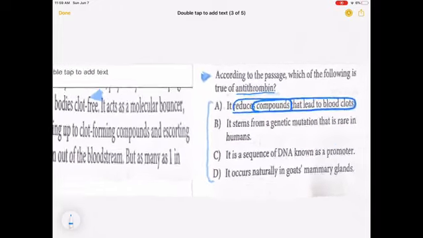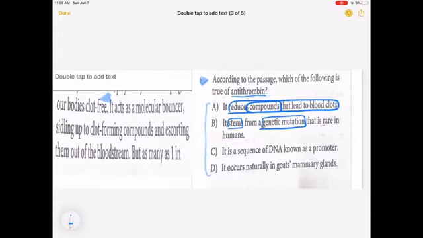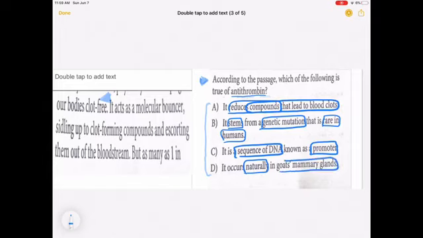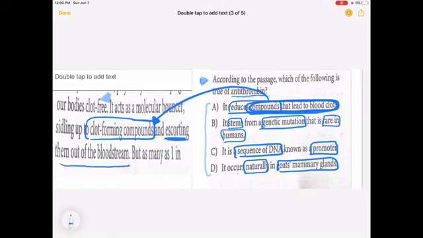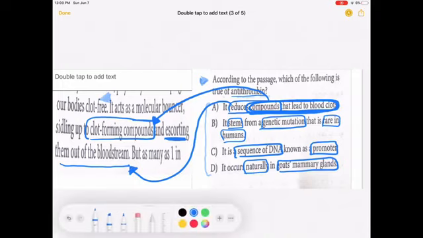Choice B, it stems from a genetic mutation that is rare in humans. C, it's a sequence of DNA known as a promoter. D, it occurs naturally in goats' mammary glands. That means in female goats' breasts. Okay, let's now try reading the quote. "It acts as a molecular bouncer, sliding up to clot-forming compounds and escorting them out of the bloodstream." As you can see here, clot-forming compounds is the same as compounds that lead to blood clots. It was just stated in other words. And escorting them out of the bloodstream is reducing them. So the correct answer in this case is choice A.